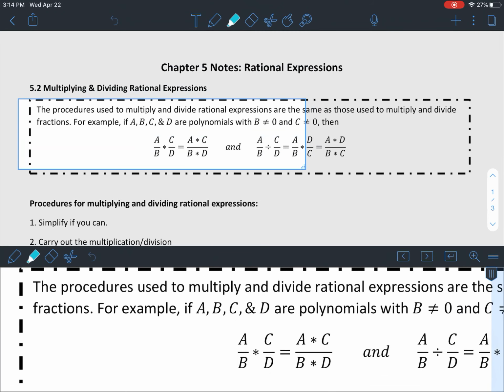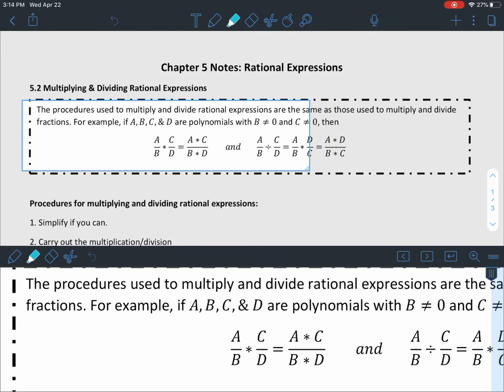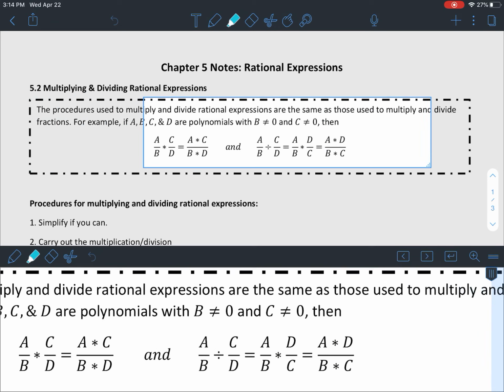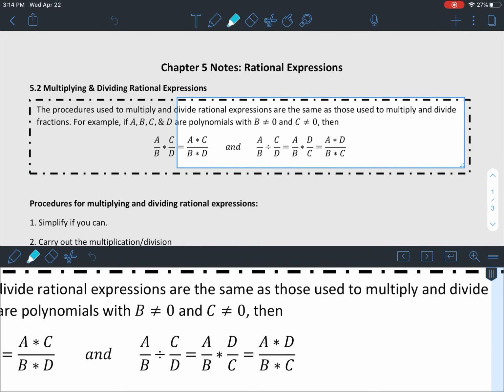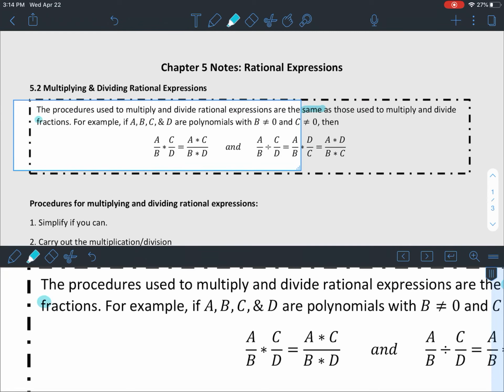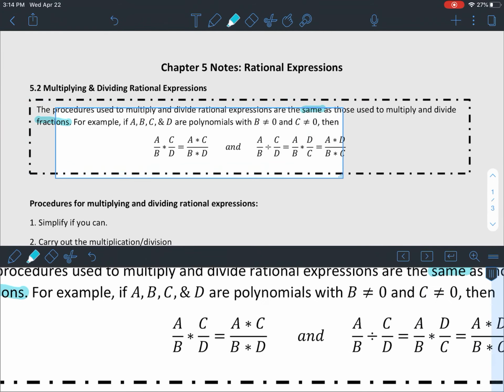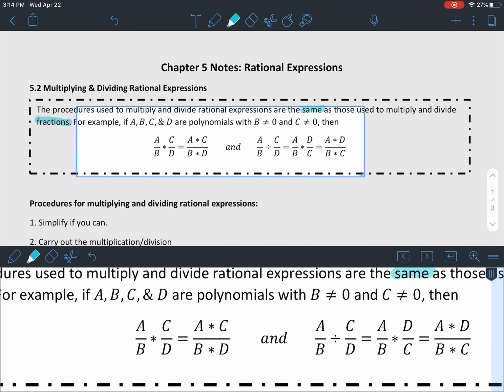So let's start with a quick little blurb here. The procedures used to multiply and divide rational expressions are the same as those used to multiply and divide fractions. So you multiply and divide rational expressions just like you would with fractions. For example, if a, b, c, and d are polynomials with b not equal to 0 and c not equal to 0, then this happens.